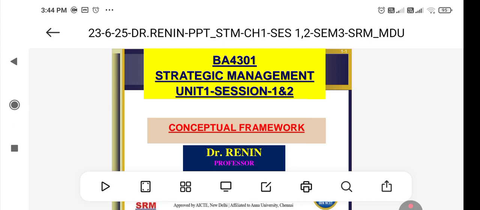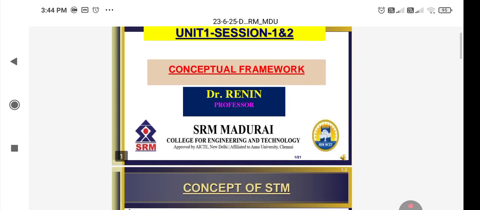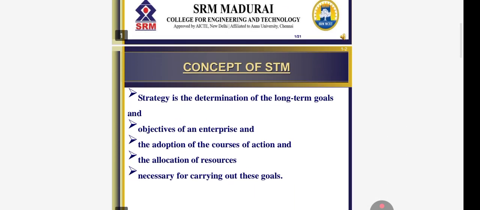So today I am going to handle a unit called strategic management and also the conceptual framework of that. So strategy is the determination of long-term goals and objectives of an enterprise and the adoption of the course of action and the allocation of various resources that are necessary for carrying out these goals.